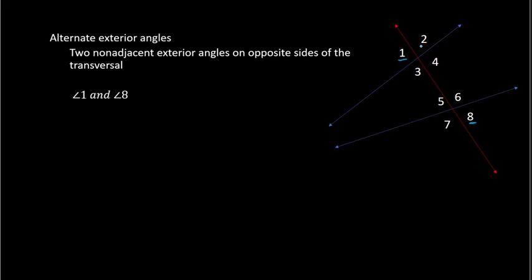Looking at angle 2, right here, an alternate exterior angle would be angle 7. They're both on the outside of the two blue lines, and they're on opposite sides of this red transversal. So angle 2 and angle 7 would be considered alternate exterior angles.